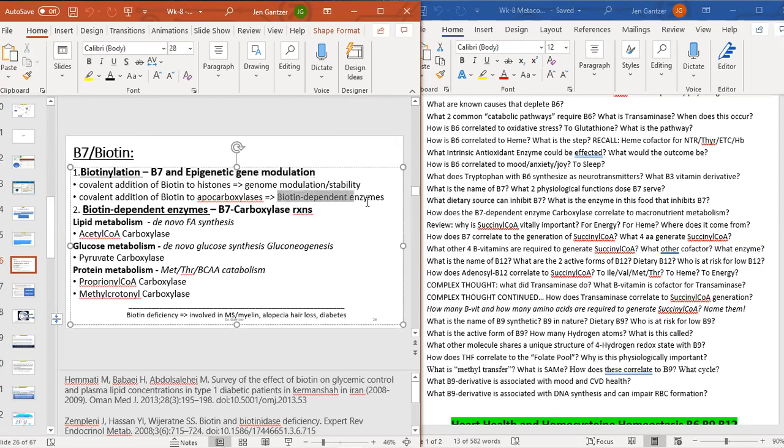So we have biotin-dependent enzymes that do biotinylation at the level of the genome. It opens up the genes and it inserts or takes off a biotin. Biotinylation, epigenetic gene modulation. The second role is going to be this big funky word, carboxylase. So if you see here, we have four carboxylases. You do need to, for boards, associate biotin as a carboxylase. Okay, biotin is a carboxylase.